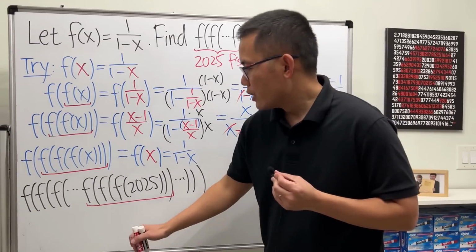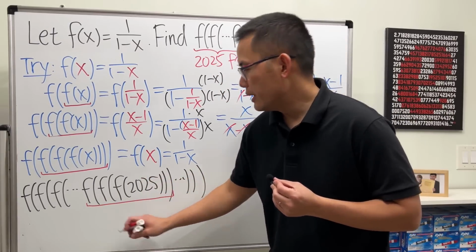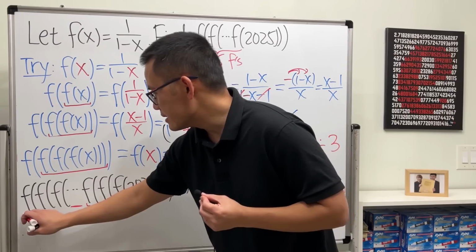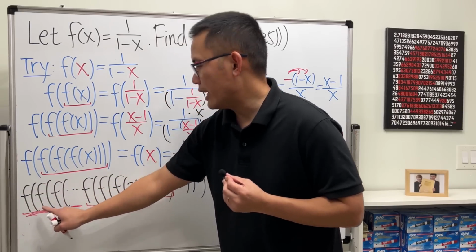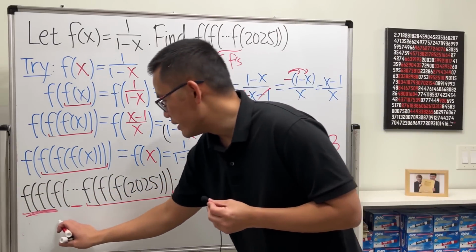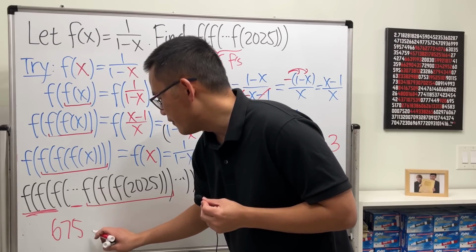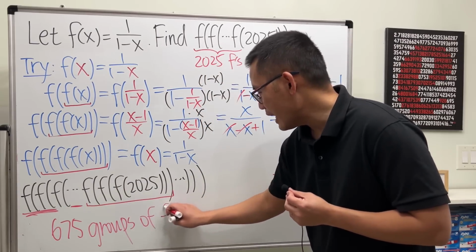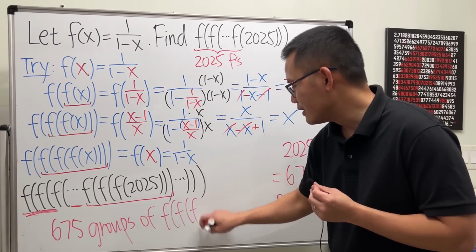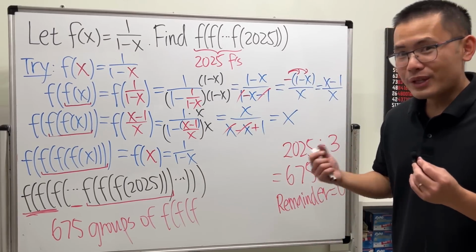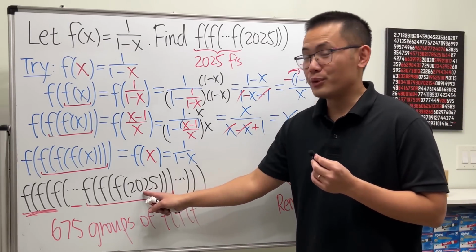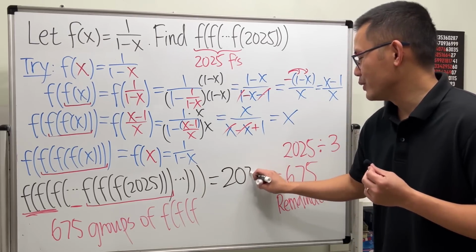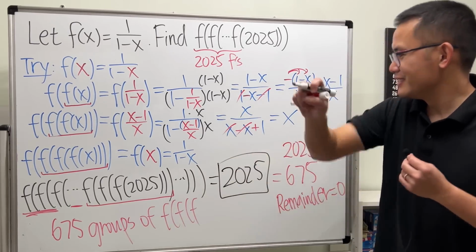That means here you see the first group, and in fact you can see the second group, third group, and so on, so on, so on. And then lastly, you can also pair these 3 f's as another group. Altogether, we have 675 groups of the triple f's, f of f of f. Right? So what that means is, in fact, you're just going to get the input back as it is. So the answer is 2025. Just like that.